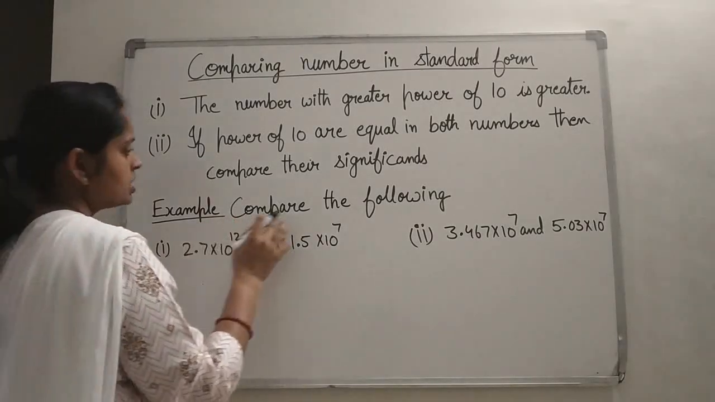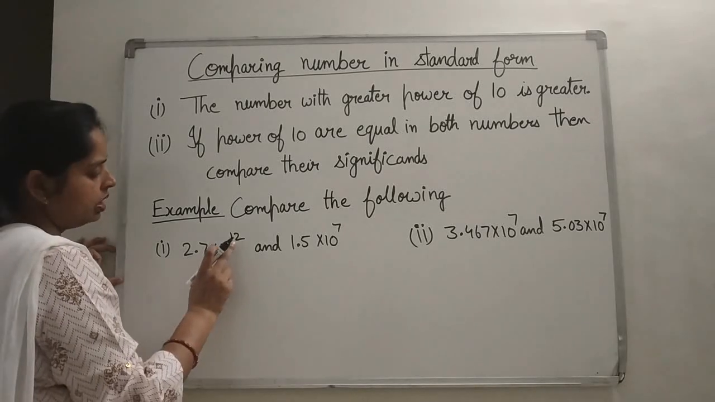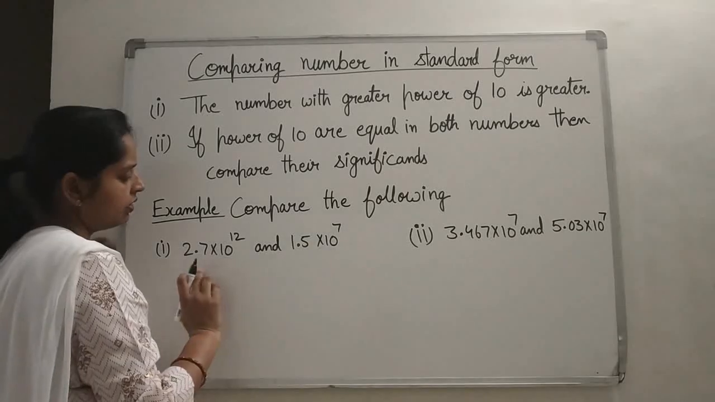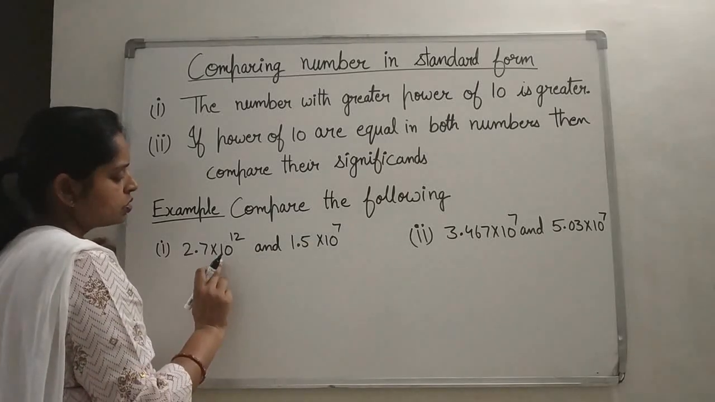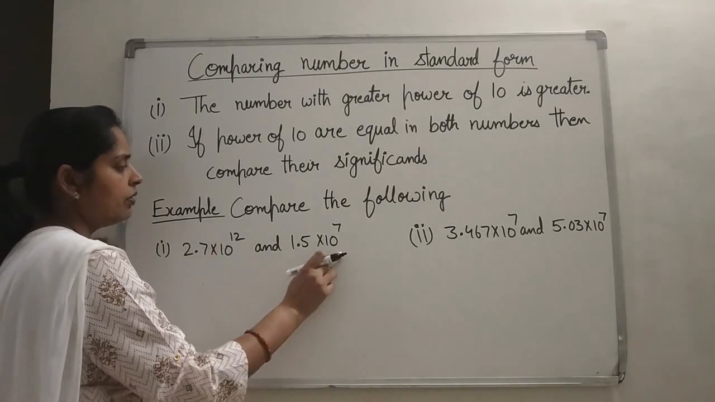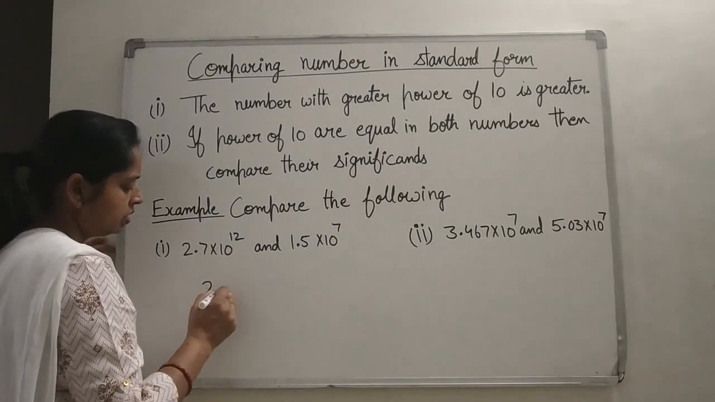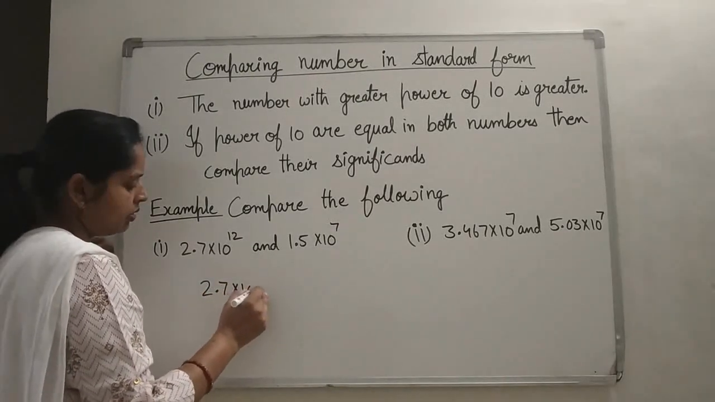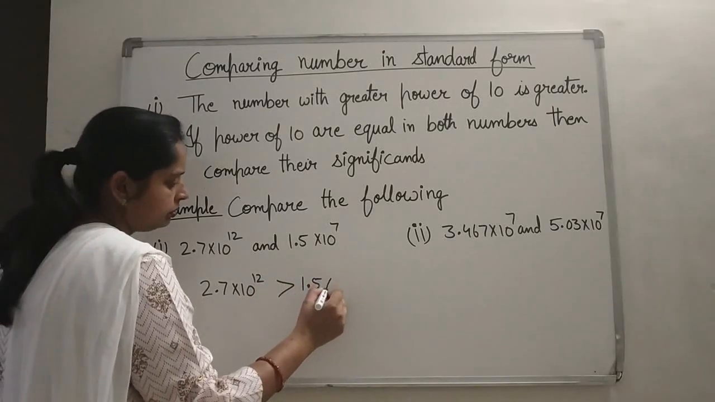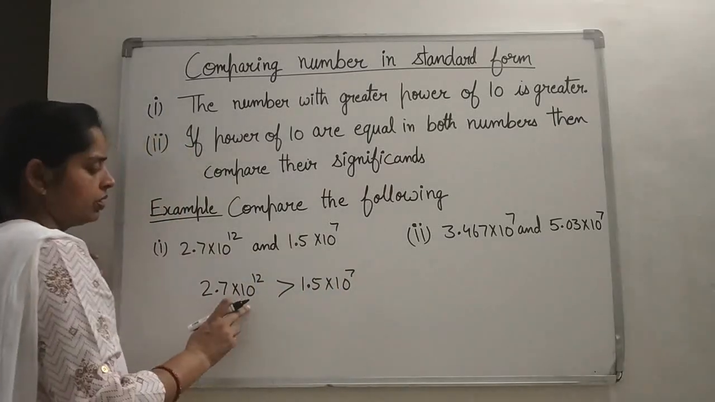For example, compare the following. First part we have 2.7 into 10 to the power 12 and 1.5 into 10 to the power 7. We have to compare these two numbers. First we will see the power of 10. The power of 10 is 12 here and 7 here. So which is greater? Obviously this one. So 2.7 into 10 to the power 12 is greater than 1.5 into 10 to the power 7, because this number has the bigger power of 10, right?